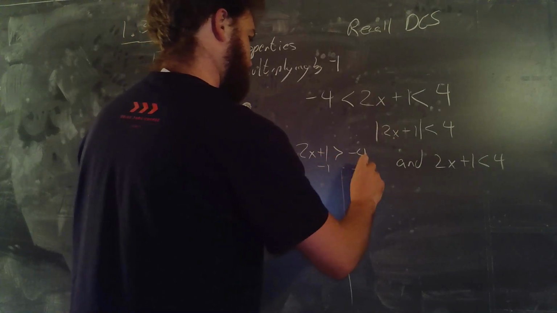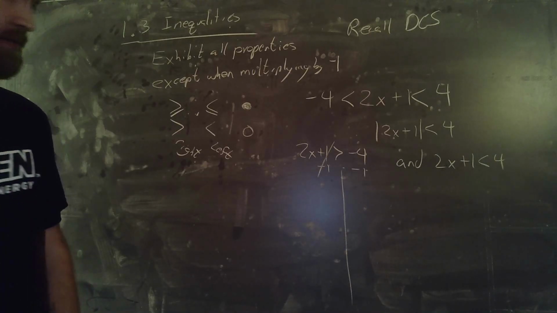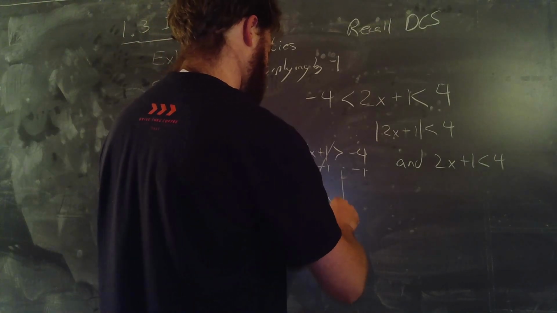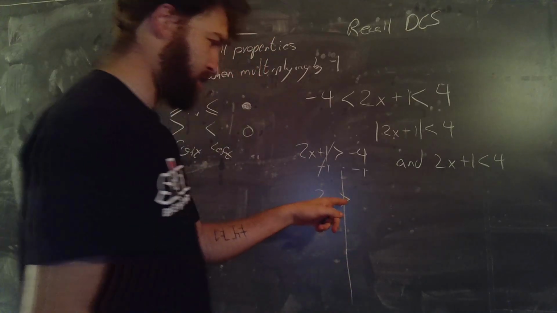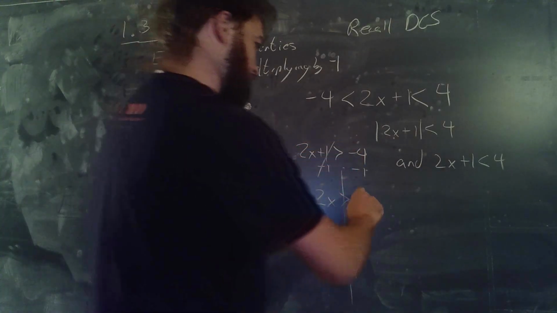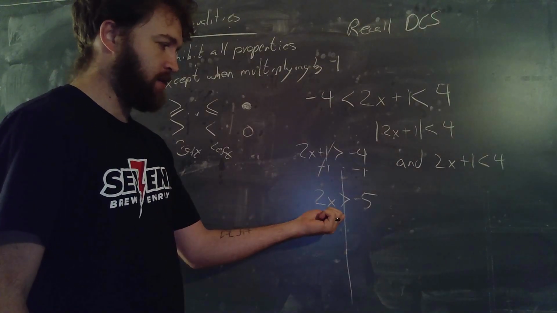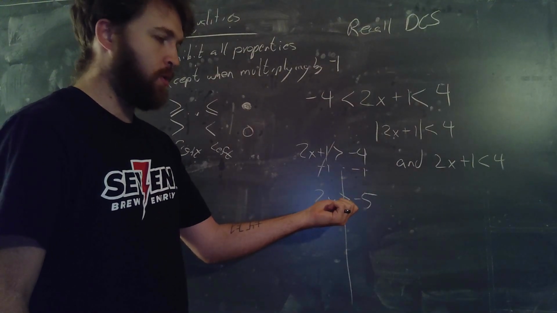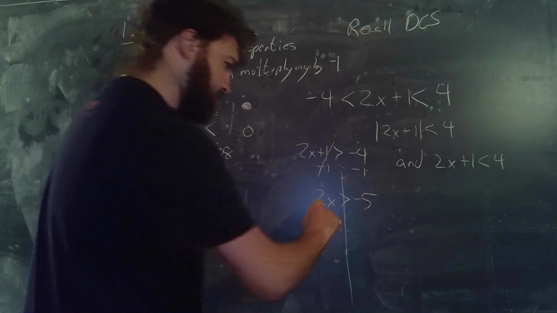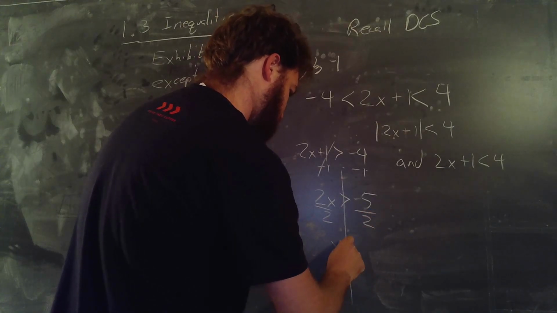I can subtract 1, having the effect of canceling the positive 1 off of the left-hand side, leaving me with 2x. Remember, subtraction does not flip the inequality. I have negative 4 minus 1, which is negative 5. And then once I have number times variable is either less, greater, or equal to a number, I can just divide both sides by that number.